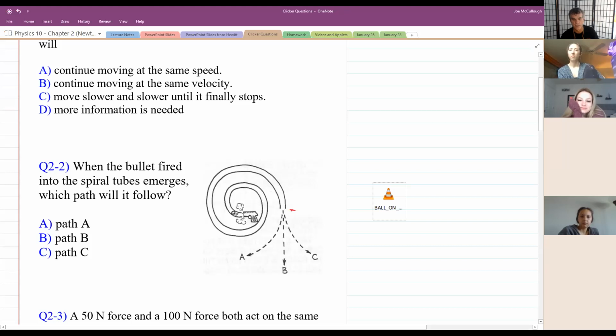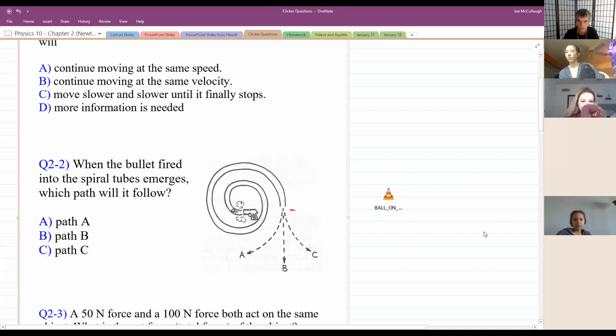So if this tube wasn't here, the gun is exerting a force on the ball, causing it to start to move. If there was no tube there, no other forces, the ball would continue to move in a straight line at a constant speed. But the tube is exerting a force on the ball, causing it to change direction. But once I get to this point here, now the tube is no longer exerting a force on the ball.